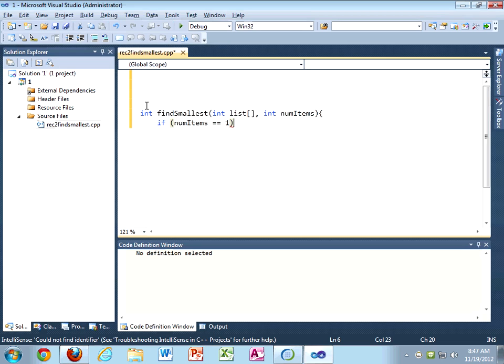Whenever you write a base case, you should probably just stop for a second and think about whether there is an even simpler base case. Is there a simpler base case in this situation? Okay, so what about if the list is empty? If num items equals 0, then what are we going to return? If there's no items in the array, then the smallest item in the list is 0.